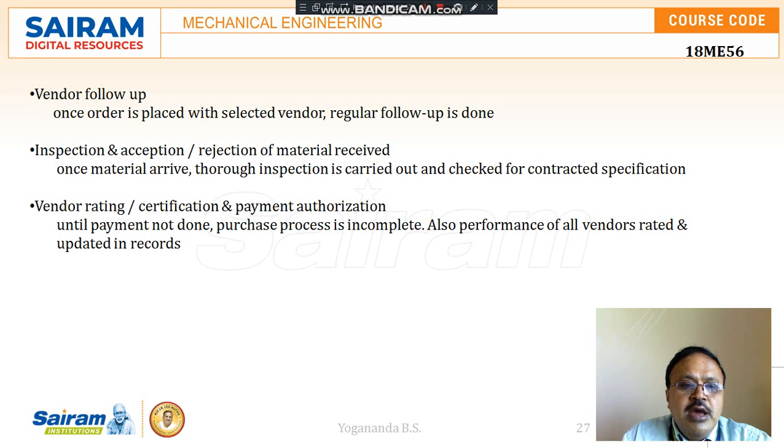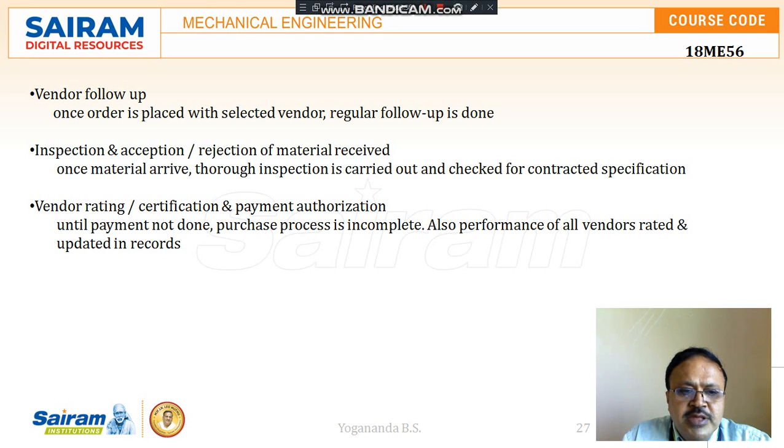Then vendor follow-up. Once the order is placed with the selected vendor, regular follow-up will be done so that there will not be any missed delivery dates, to ensure that the delivery is made according to the agreement made. Then inspection and acceptance or rejection of the material received. Once the material arrives at the premises, a thorough inspection will be carried out and checked for contracted specification, whether the material sent is meeting the specification mentioned in the agreement.